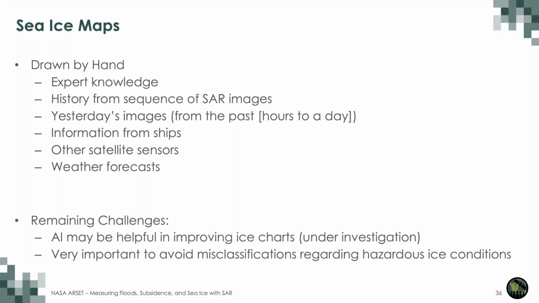But obviously, we have a lot of satellite images being taken every day over the ocean, and we are simply no longer able to keep up using all of these images as input into our sea ice maps. So there's a lot of work ongoing right now to use AI or machine learning techniques to improve the ice charts, though as of yet, this is still under investigation. One of the reasons is that it is very important to avoid misclassifications regarding hazardous ice conditions. You do not want to send a ship into an area which can be very challenging or even dangerous for them to be in.